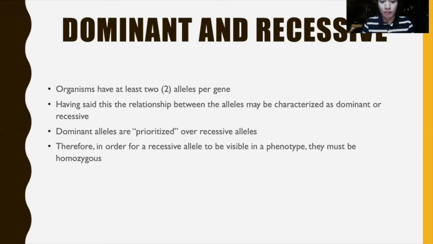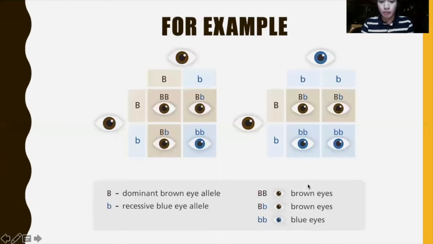Therefore, in order for a recessive allele to be visible in a phenotype, they must be homozygous, not heterozygous. For example, in the Punnett square, you have uppercase B and lowercase b, uppercase B and uppercase B, or both lowercase b's, wherein the lowercase is the recessive gene.